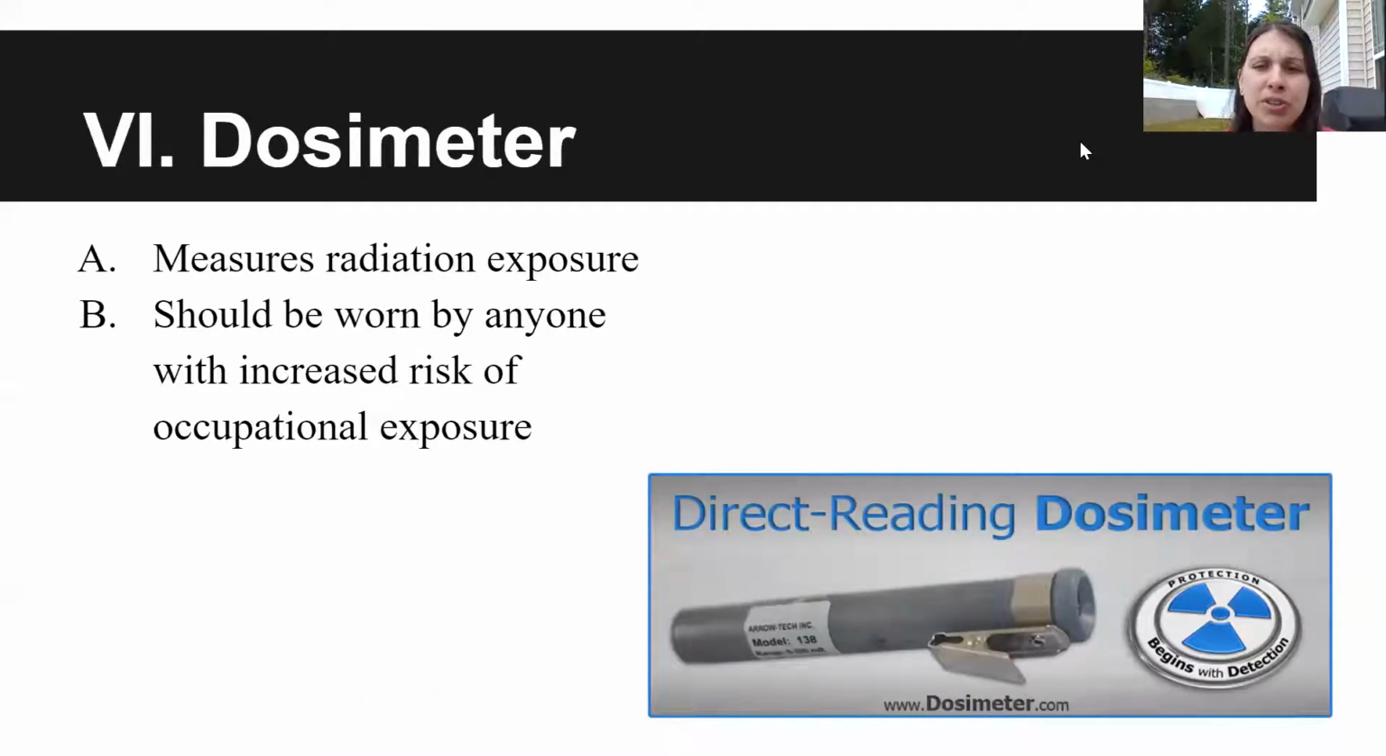The dosimeter is really important for measuring radiation exposure, and it has to be worn by anyone that's coming in contact with X-rays. It reads how much radiation they're coming into contact with, if it's an acceptable level, or if it's way too much. It's really important because we can't see radiation, we can't feel radiation, so the dosimeter is really important for detecting it.